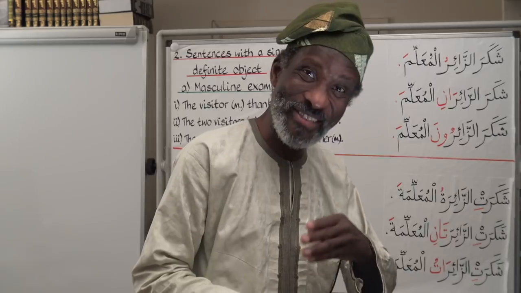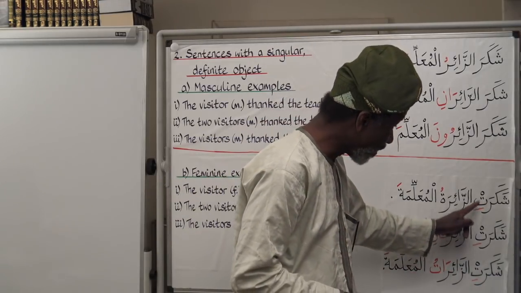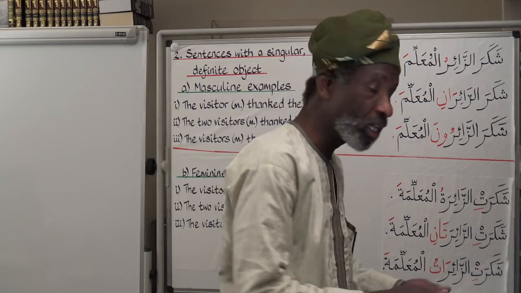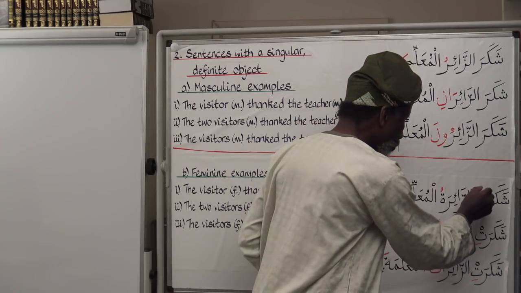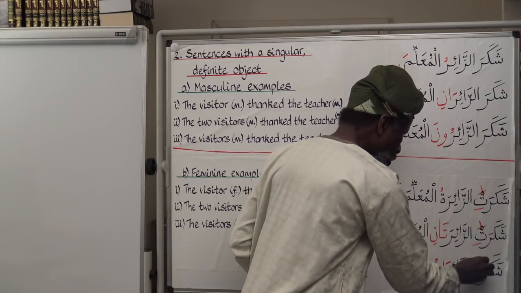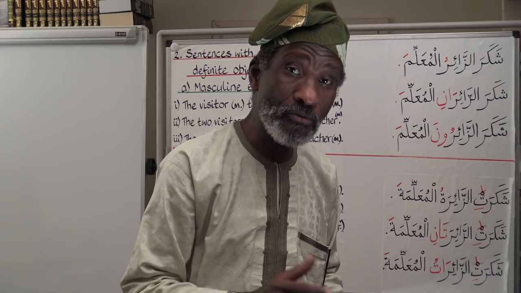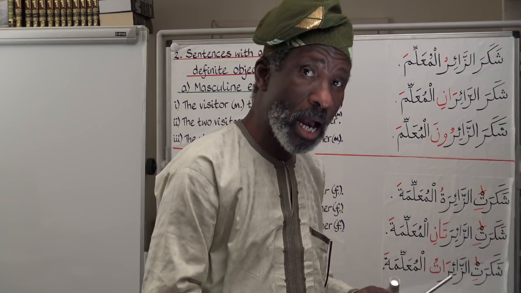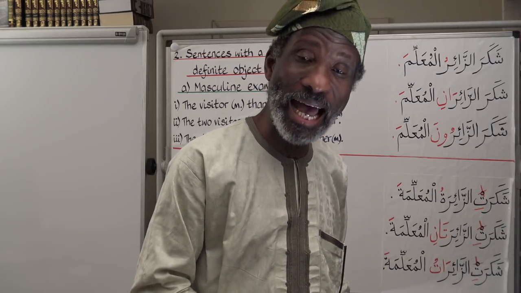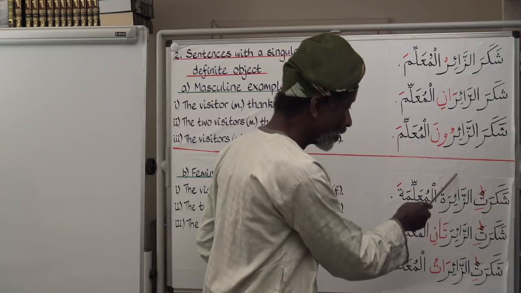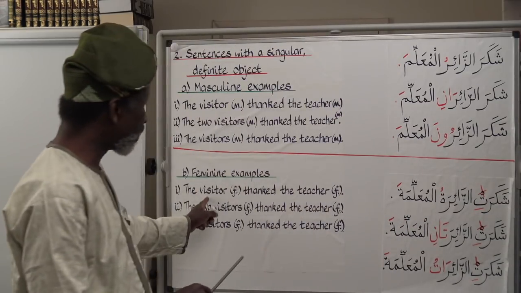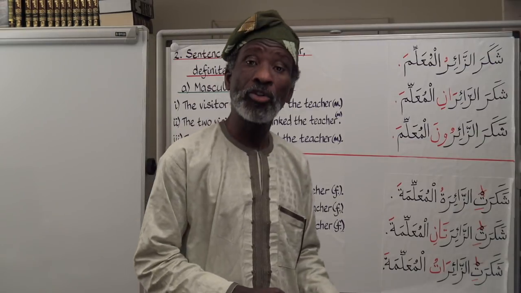I'm just telling you that in reading, you really need not to pronounce this sukun. In fact, that sukun should be removed so that you don't get confused. So let's just cross that sukun out. I put it there originally to show you that the verb is feminine. Otherwise, I will just put this kasra. So we say shakaratiz zairatu. Shakaratiz zairatul muallimata. And that's the visitor, that's feminine, thanked the teacher.